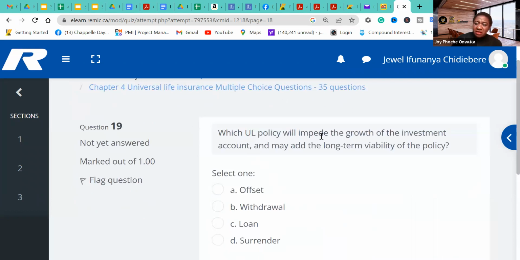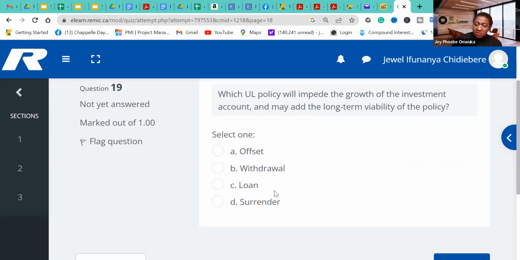Which policy action will impede the growth of the investment account and may affect the long-term viability of the policy? Offset, withdrawal, loan, surrender. I think it's withdrawal. Which policy action impedes the growth in the investment account? I think it's withdrawal. Okay.